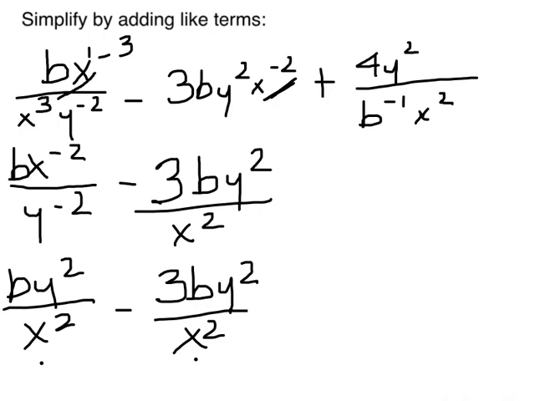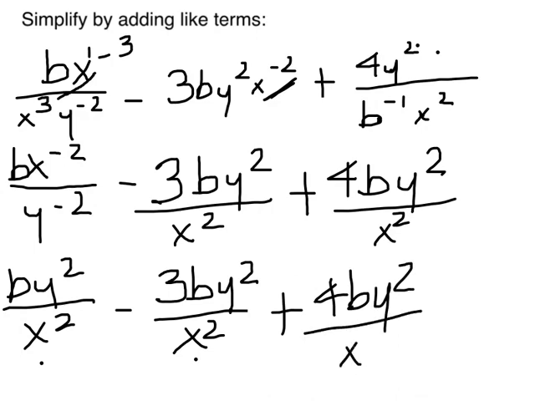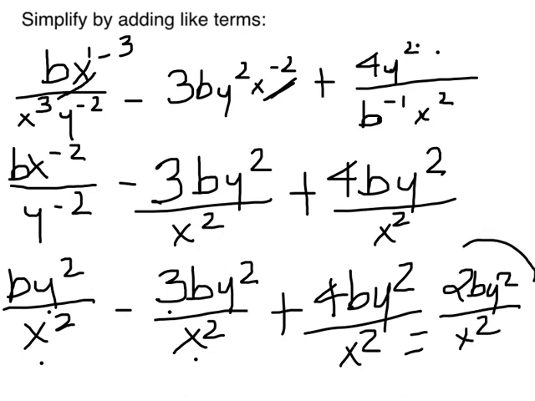All right, let's see about this one. Plus 4. If I bring this b up, it becomes b. I'll leave that y squared right there and leave the x squared down here. Everything's positive. So plus 4by squared over x squared. So if I add these, I've got 4 minus 3, which is 1, plus 1. I would have 2by squared over x squared as my final answer.